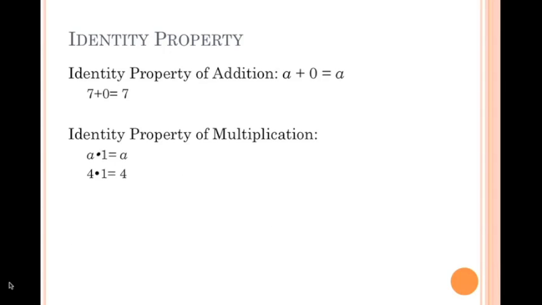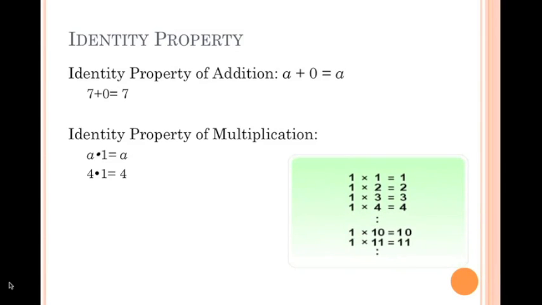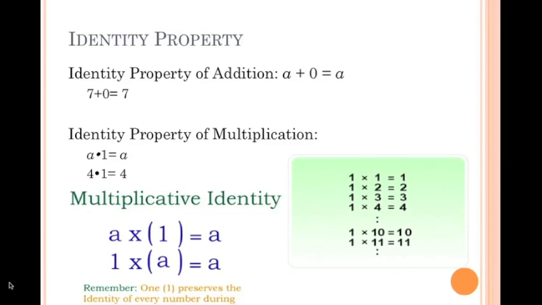The identity property of multiplication states that if a is any real number, then a times 1 equals a. So any real number multiplied by 1 yields the number itself. For example, 4 times 1 equals 4.